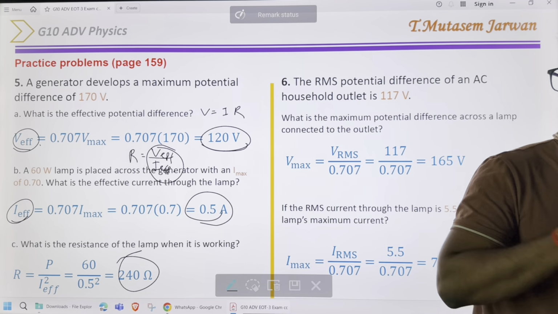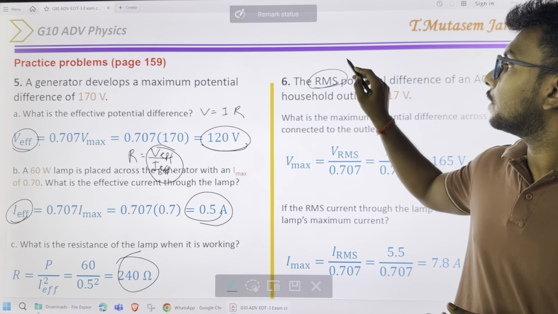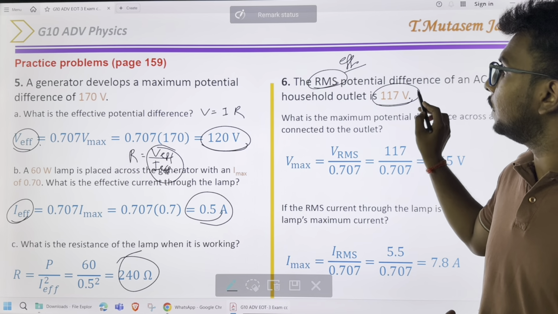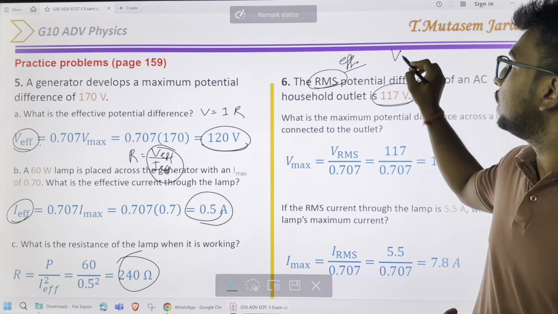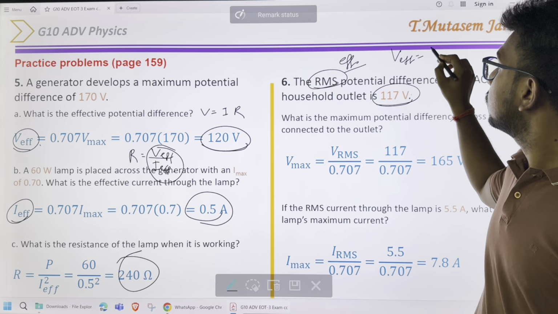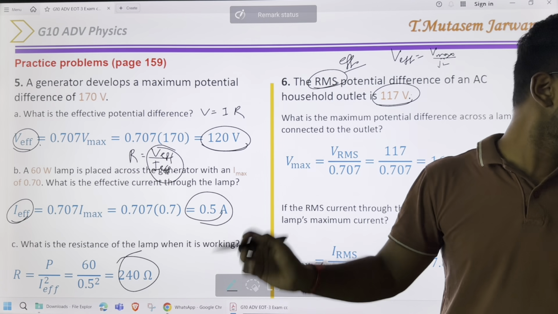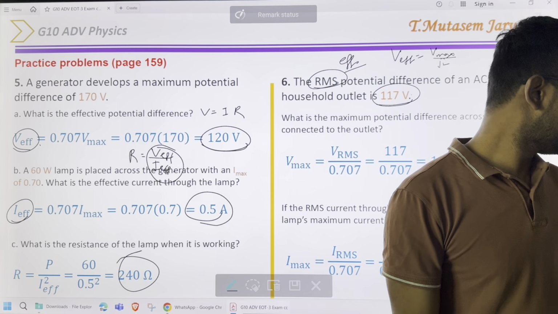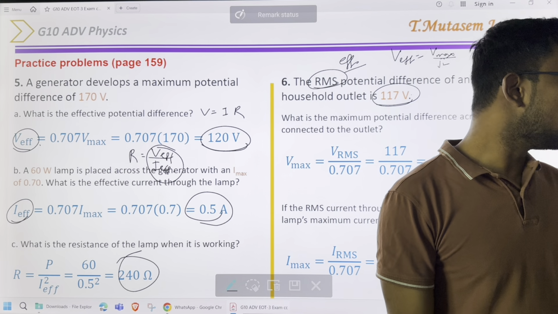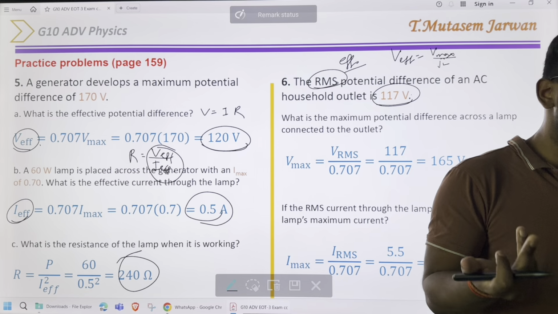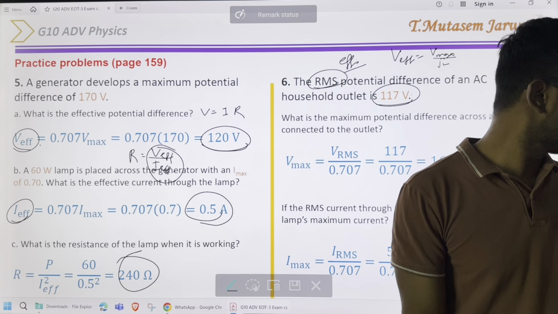The RMS potential difference. RMS is root mean square. It is effective. Potential difference of an AC household is 117. What is the maximum? So V effective is given as V max by root 2. All you have to do is just multiply the value. If RMS current through the lamp is this, what is the lamp's maximum current? If you have the RMS current or effective current, just multiply it with root 2, you'll get the maximum current.